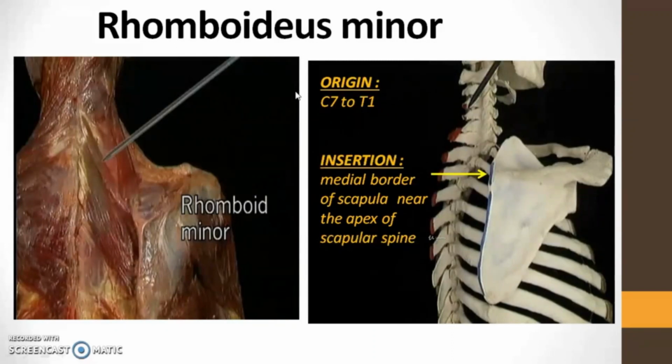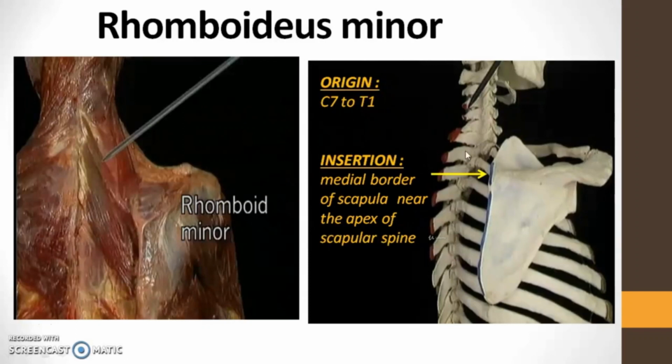About rhomboides minor, here you can make out, so this is rhomboides minor. The origin of rhomboides minor is from spinous process of C7 to T1. It is going to give origin for rhomboides minor. Insertion of this muscle is happening in the medial border of scapula near the apex of the scapular spine. You can make out here clearly. So origin from spinous process of C7 and T1, insertion in the medial border of scapula near the apex of the scapular spine.